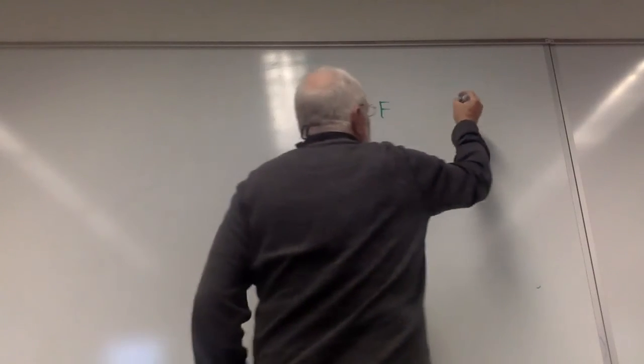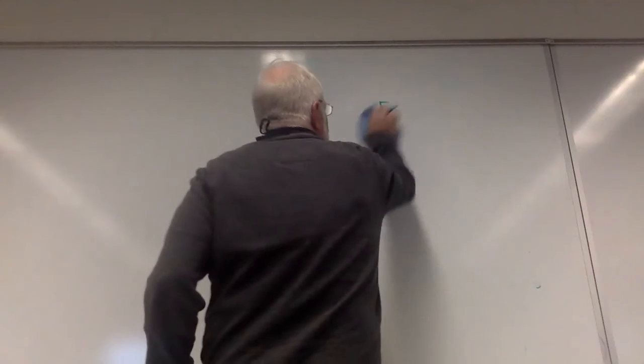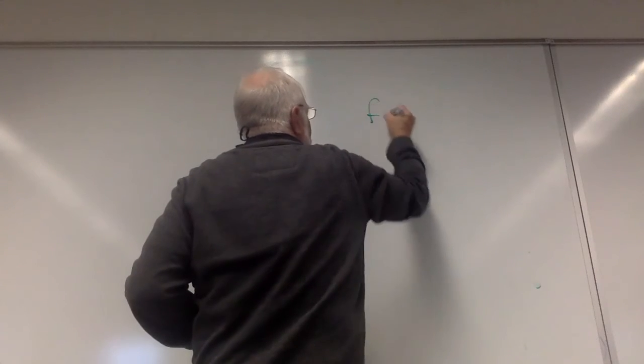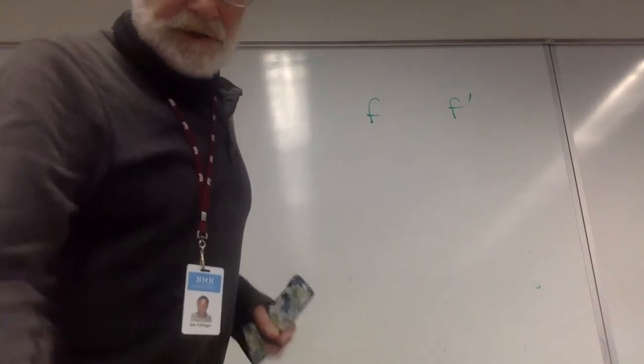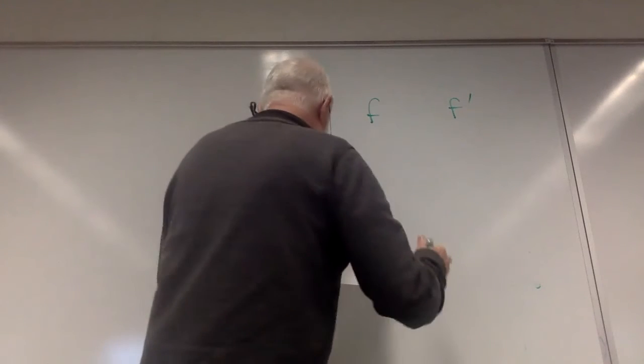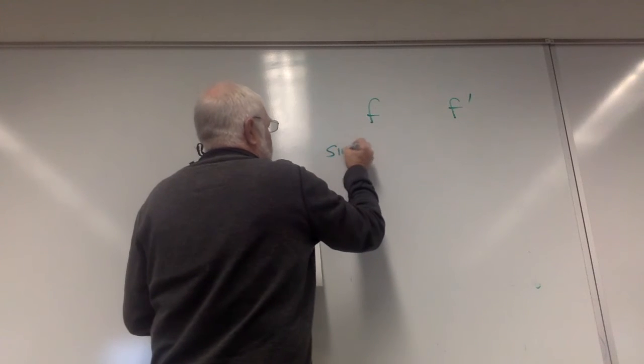Find the derivatives of the following. These are just pure practice. I'm going to change the notation. I don't want you to think that that's always the notation we use. I'm going to use little f and f prime. So I'm just going to do them out. So sine cubed of x to the 5th.